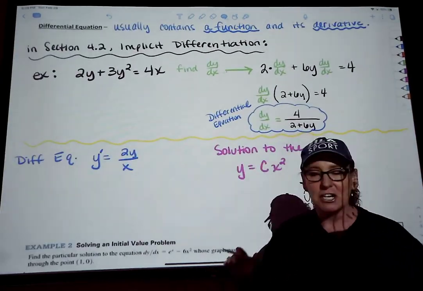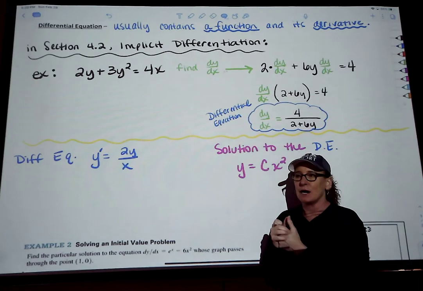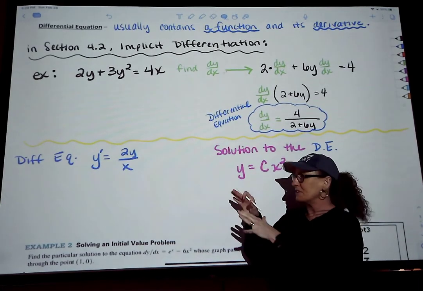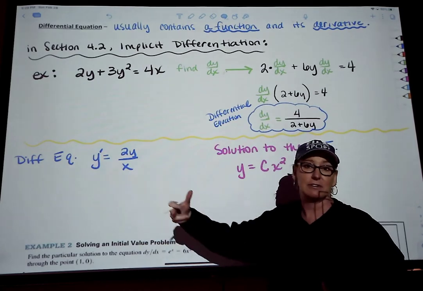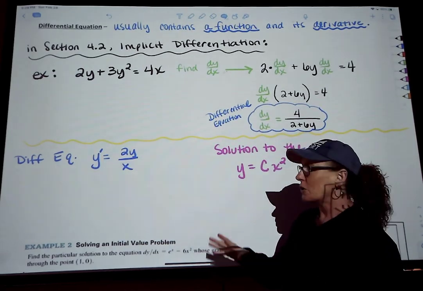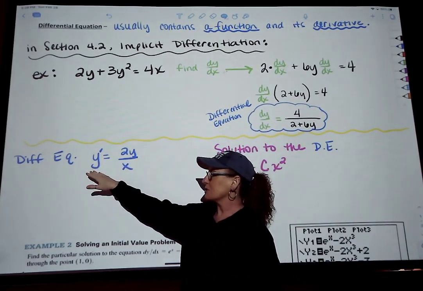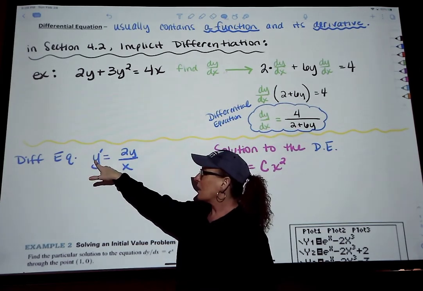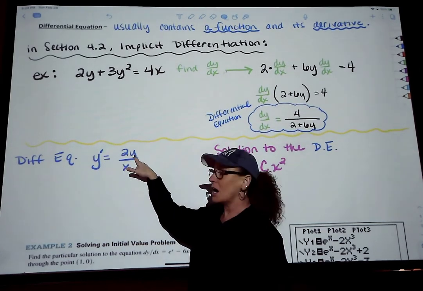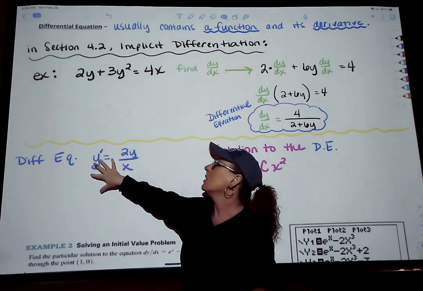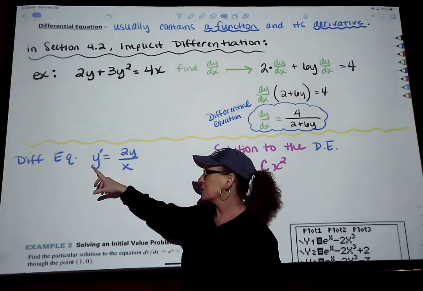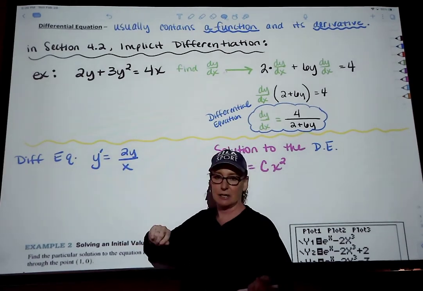Now, let me show you something cool. We'll look at this just a little bit, and then we'll revisit this concept later on in our DiffEQ section. So I am giving you a differential equation. Here it is. Y prime equals 2 times the original function, whatever it was, over x. So that's obviously a differential equation. It has my derivative and it has my original in it.